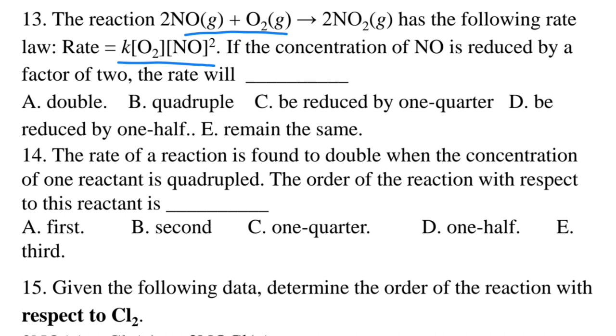Here, the rate law is set to null. If the concentration of NO is reduced by a factor of 2, the rate will be null.